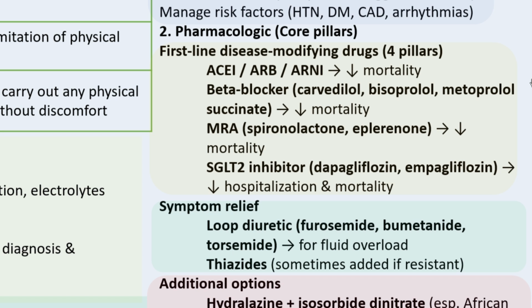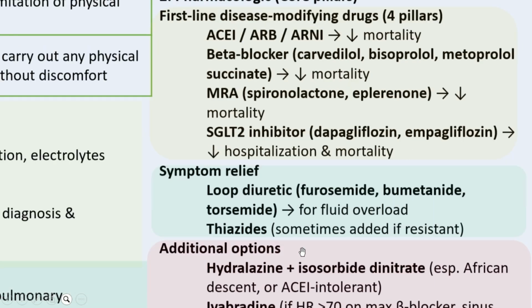Then we have the drugs that we use for symptom relief, and this is maybe during a decompensation. We have the loop diuretics like furosemide, bumetanide, and torsemide, and we use these mostly for fluid overload. And sometimes when you find that the furosemide is not actually working, we switch to torsemide, which is a bit better. And sometimes even when that fails, a thiazide diuretic may be added to combat that resistance.